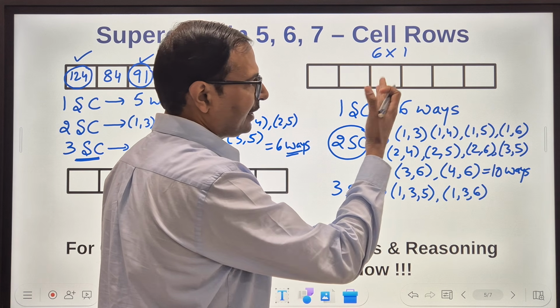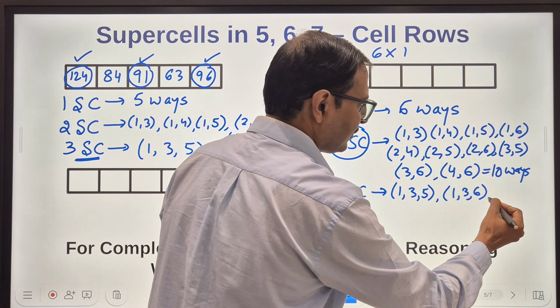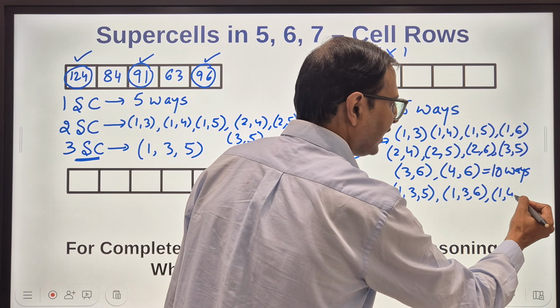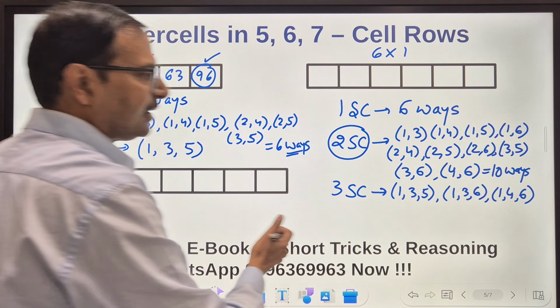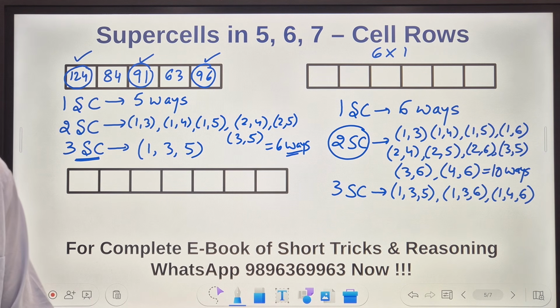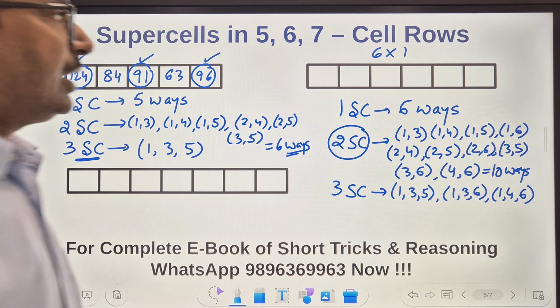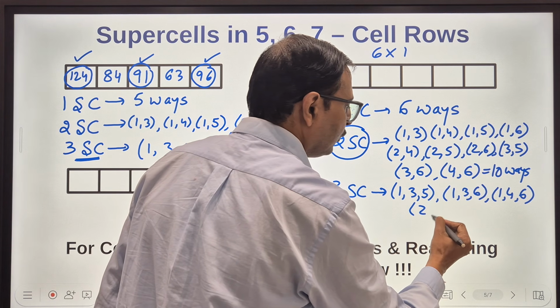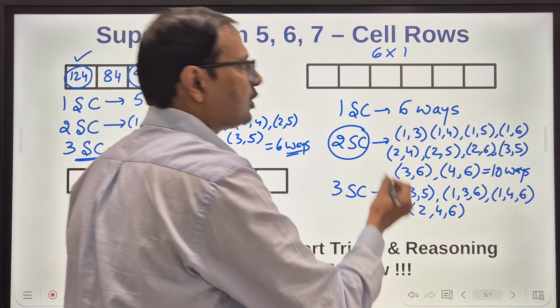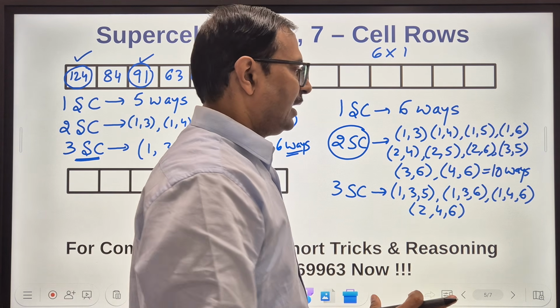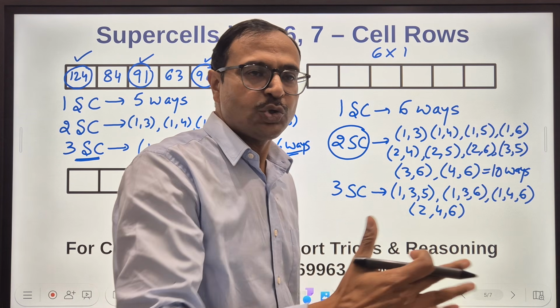Now 1, 3, I am done with that. So let's start with 1, 4. With 1, 4 I can have 6. That will not be adjacent either. And finally the evens, that is 2, 4, 6. They can also be supercells. So I can put one of these here and show you.